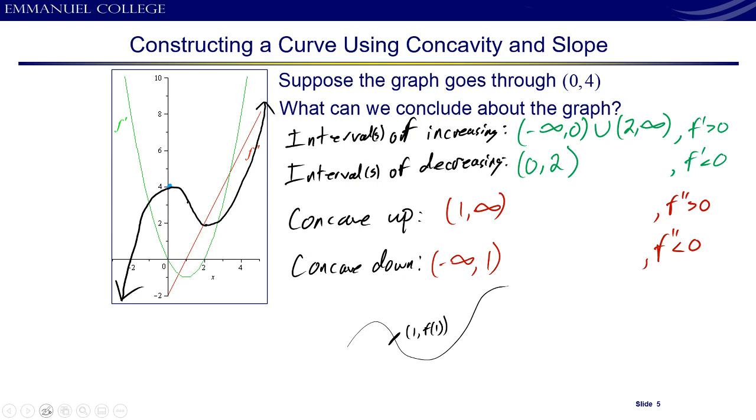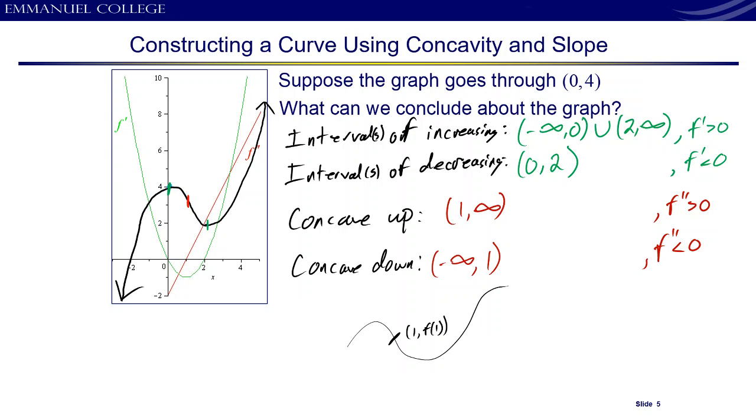And if we break it up by our intervals, I'm increasing from negative infinity to 0 and from 2 to infinity. I'm decreasing between 0 and 2. So the function here is going down. And then I tried my best to do a split about here, which looks not half bad.